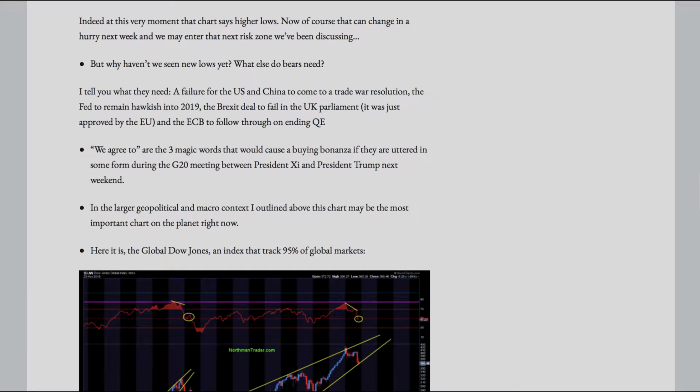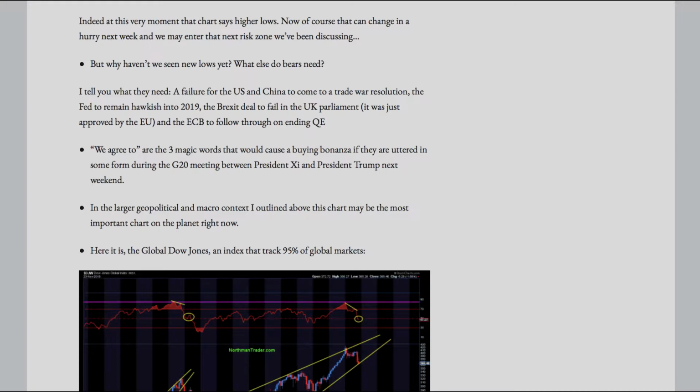What else do bears need? I tell you what they need. A failure for the U.S. and China to come to a trade war resolution, the Fed to remain hawkish into 2019, the Brexit deal to fail in the UK Parliament. It was just approved by the EU. And the ECB to follow through on ending QE.